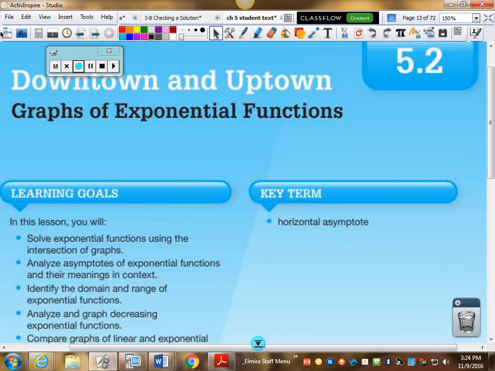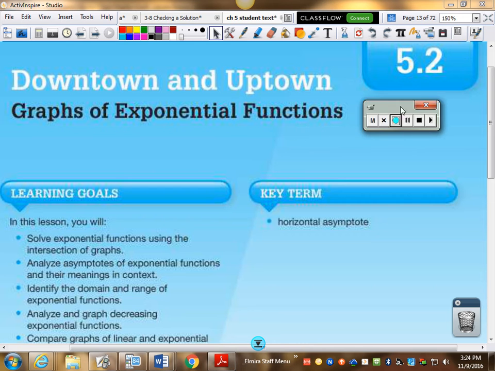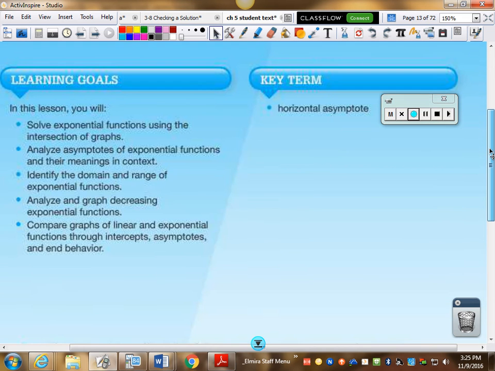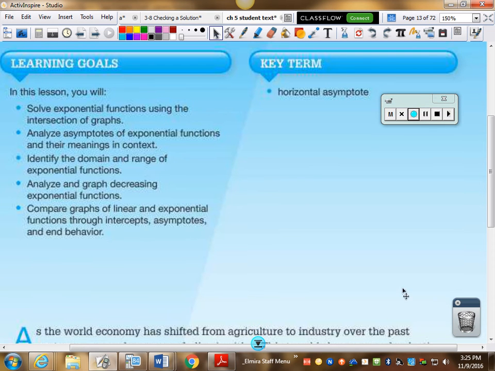Okay, and I taught this lesson over 2 days, but for the video, I'm going to put it in one video. So we're getting into exponential functions. In the beginning of this video, I'm going to use this blank space in your textbook to go over some general stuff about exponential functions.